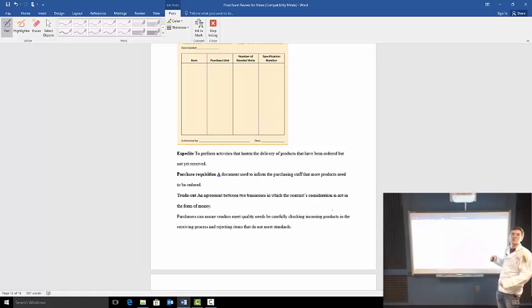And you had a homework assignment based upon that, so refer back to that homework assignment. And then lastly, keep in mind, purchasers can assure that vendors meet quality needs by carefully checking incoming products in the receiving process and rejecting anything that does not meet standards. This is why purchasing and receiving are so intertwined.